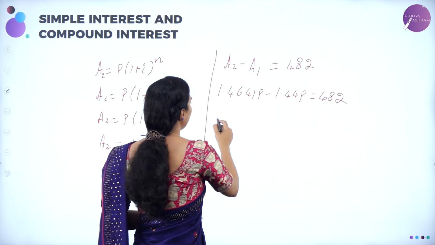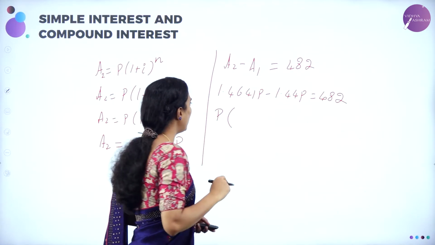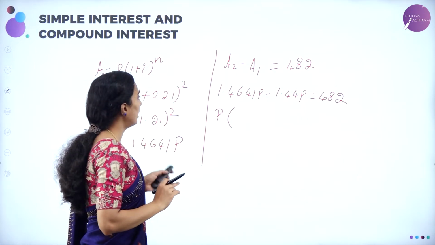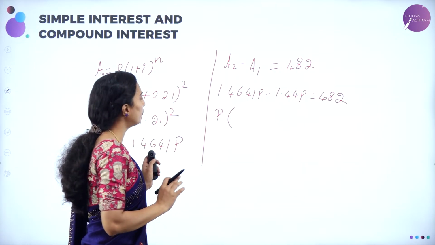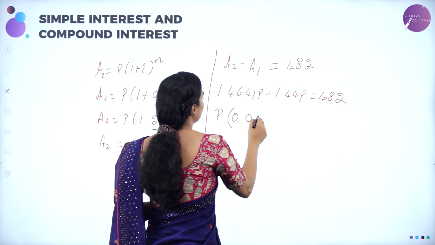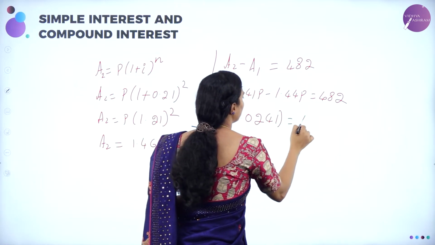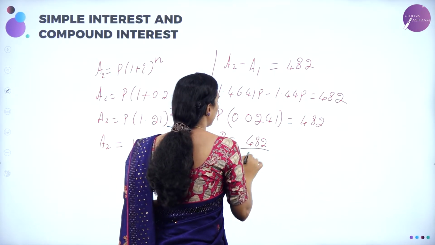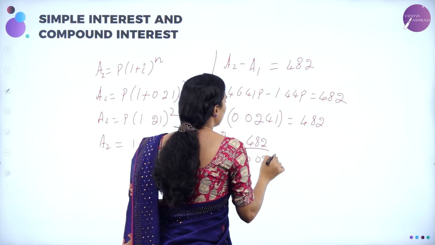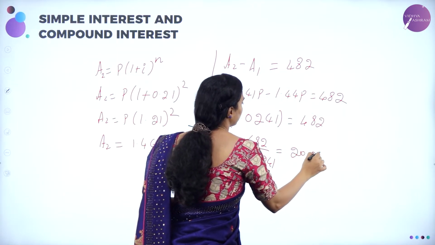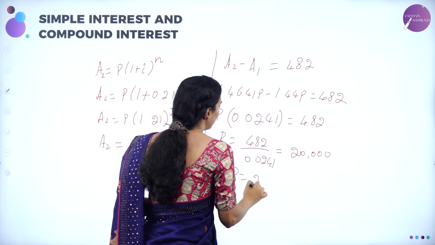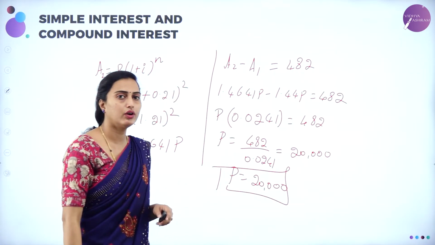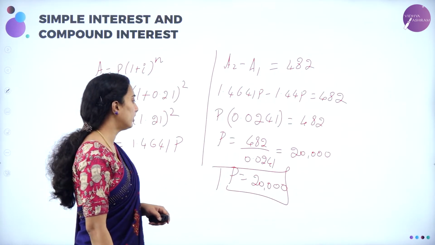Now if you take common factor P, you are going to get P into 1.4641 minus 1.44, which is 0.0241, is equal to 482. Now P is equal to 482 divided by 0.0241, which is nothing but 20,000. So you are going to have P is equal to rupees 20,000. Okay, that is your answer. Got it? Okay, we'll move on to the next question.